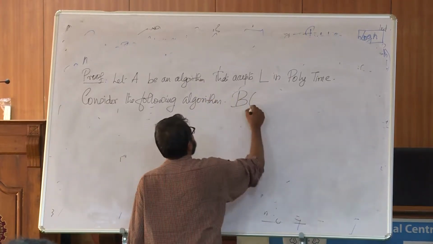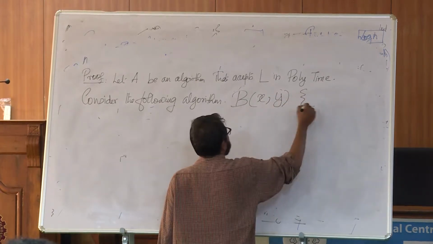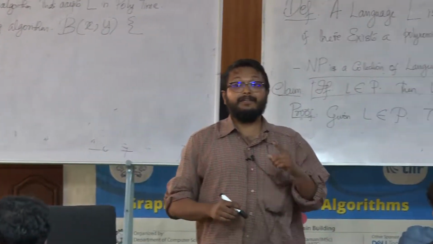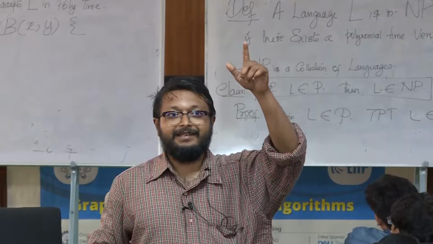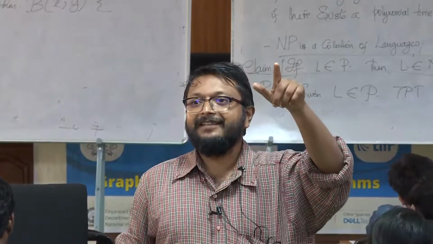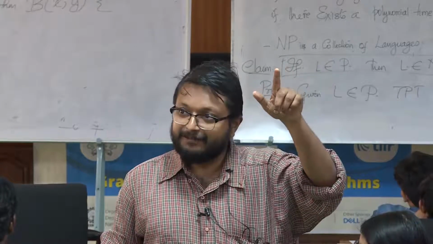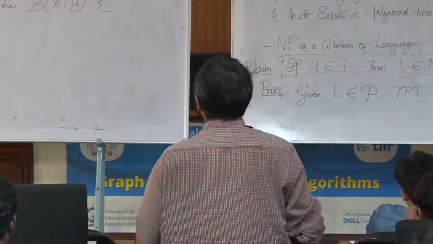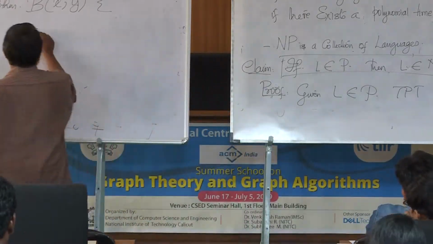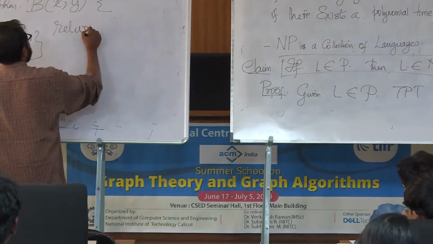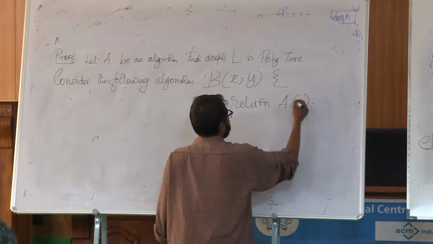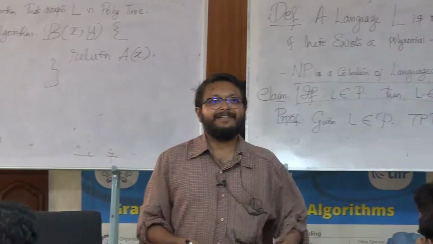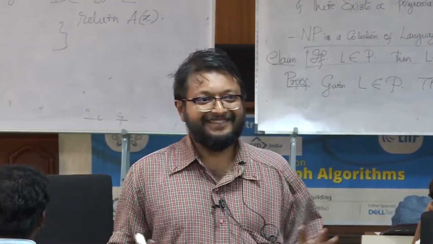B. Okay, what should I construct? A verifier for L. Then I will show that it is a polynomial time verifier for L. That will show that L belongs to NP. So here is what. Run A, which will return 0 or 1, and return that value. Does it work?